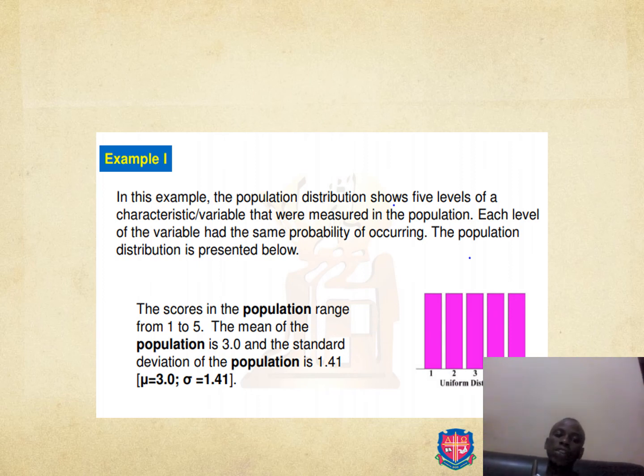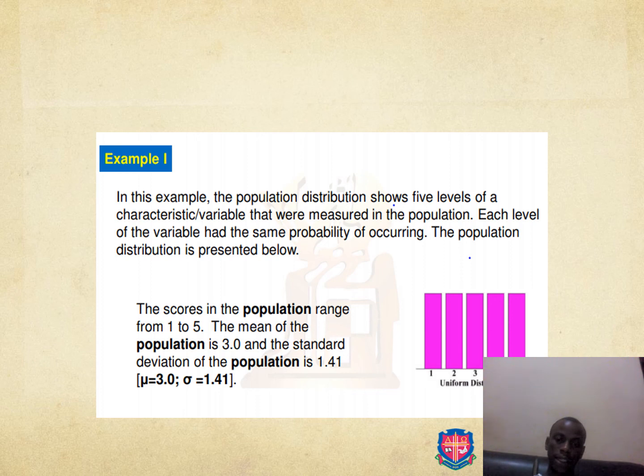So the population distribution is presented below. Let me repeat the example. In our example, the population distribution shows 5 levels of a variable that were measured in the population, meaning we had 5 samples, with each level having its sample. So there's a sample for each of the 5 levels, and each level of the variable had the same probability of occurring. We are saying the population distribution is presented below.